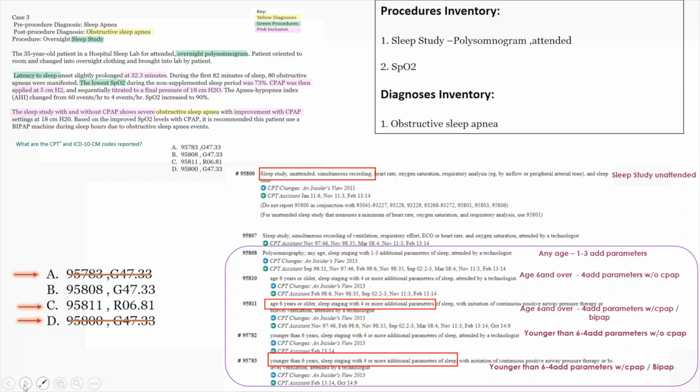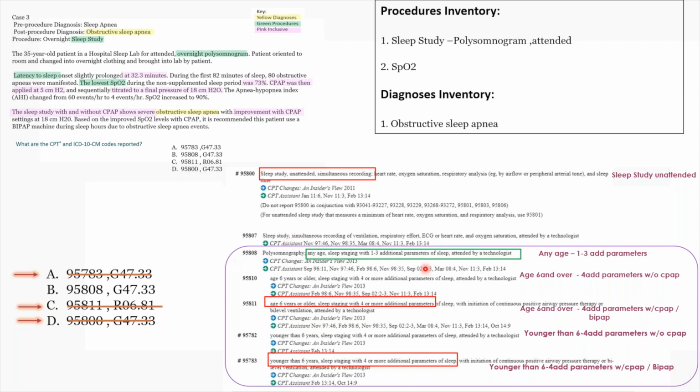So that way, option C is the wrong one. And the correct answer, as most of you have said, is option B, 95808. Let's look at what it is coding for. Polysomnography, any age. So this is coding for all ages, and the only criterion it needs is just 1 to 3 parameters. In our scenario, it has measured only SpO2. The correct answer will be 95808.